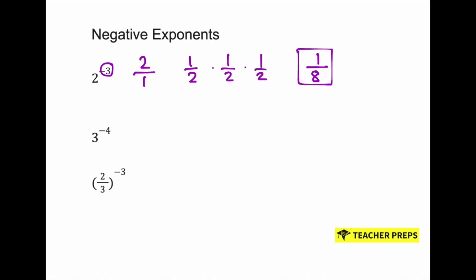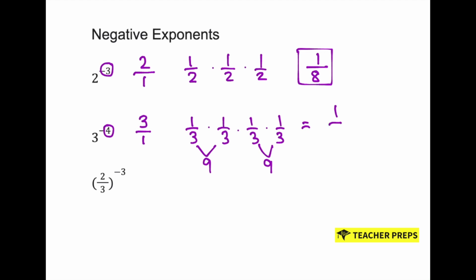We can do the same thing with the next one, 3 to the negative fourth power. We can write 3 as a fraction by putting it over 1, and then the reciprocal of 3 over 1 is 1 over 3. We're going to multiply that by itself 4 times. 1 times 1 times 1 is 1, and then 3 times 3 is 9, and 3 times 3 is 9. 9 times 9 is 81.